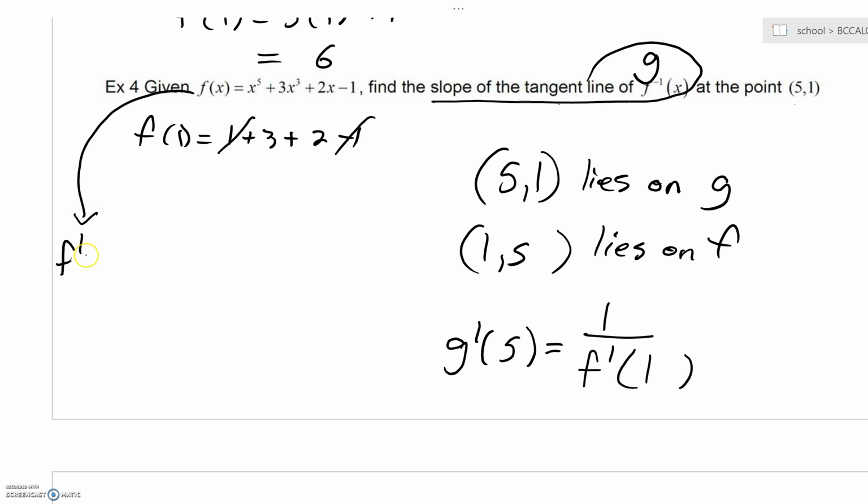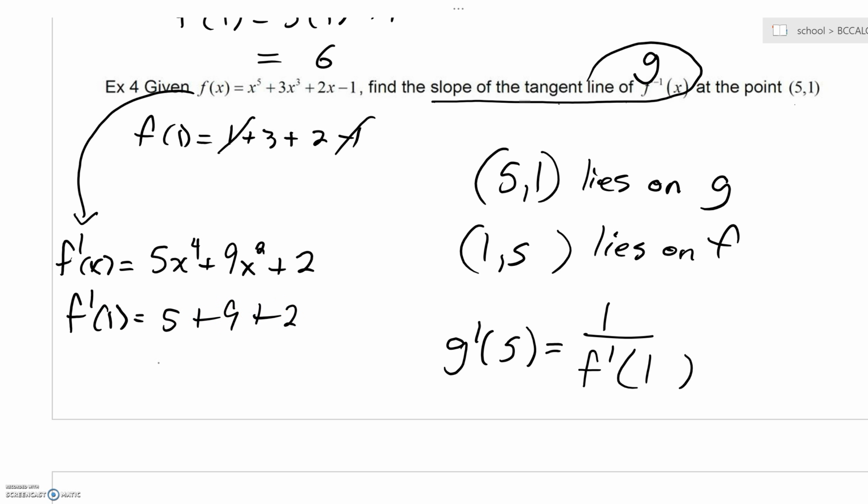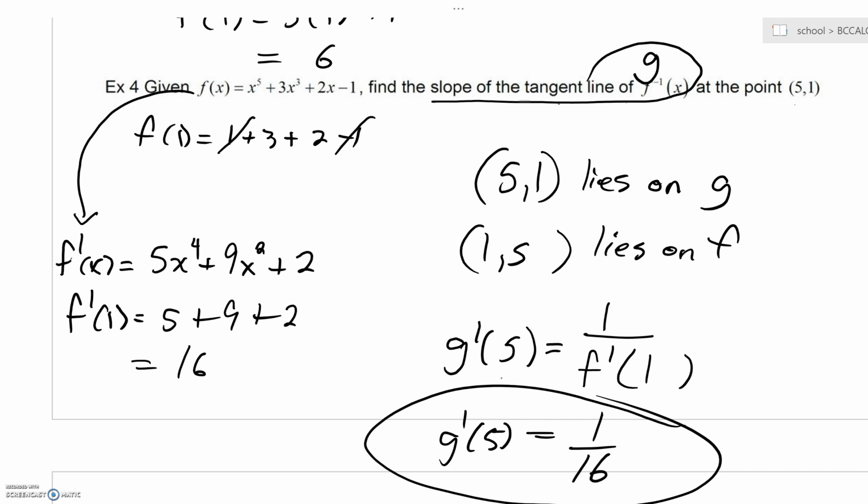Guys, the rest of this really isn't so bad. What is f prime of x? f prime of x is 5x to the fourth plus 9x squared plus 2, which, by the way, is always positive. But I'd actually like to know what f prime of 1 is. That's a 5 plus a 9 plus a 2. And help me, what is that? That's 16. So my tangent line slope on another curve that I can't even solve to get the equation of is just going to be 1 over 16 at that x value of 5.